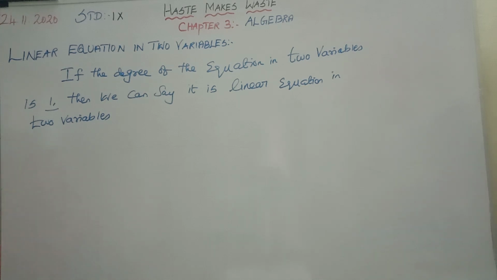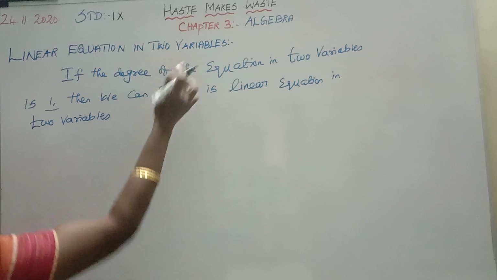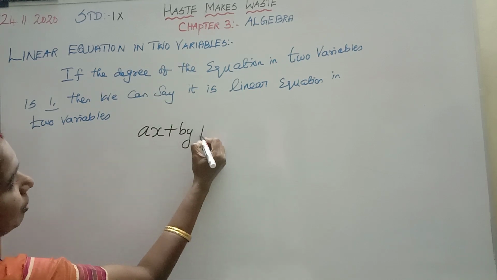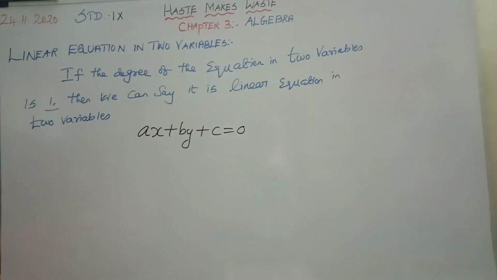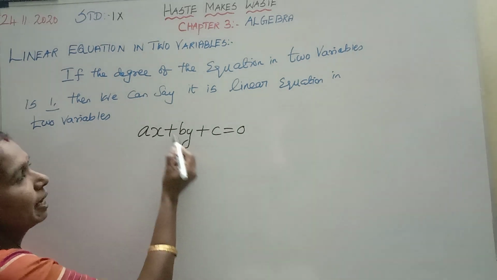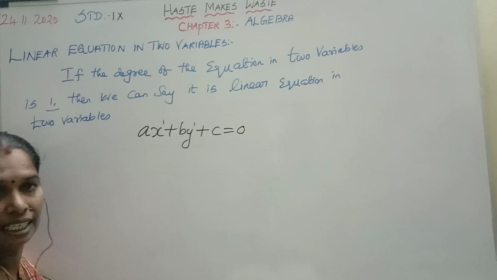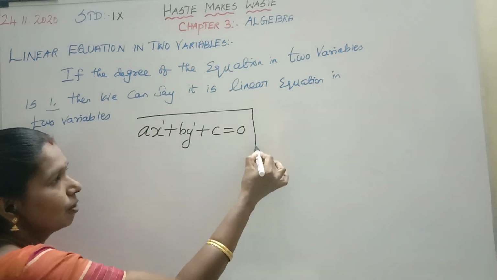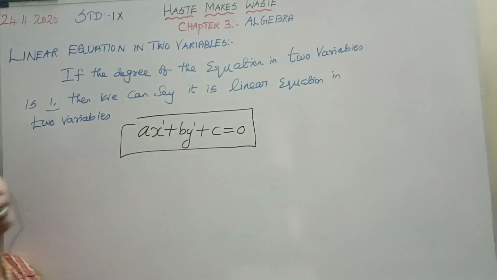And you can say an example for degree of the linear equation in two variables. So what is the general equation? Ax plus by plus c equal to 0. Here what is the degree of x and y? Both are containing degree 1. Highest power is 1.